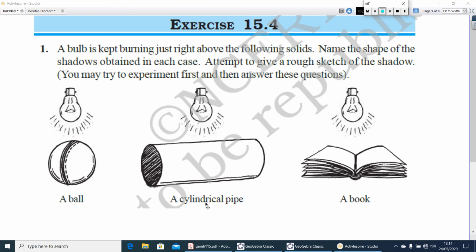Similarly, find out what will be the shadow of a cylindrical pipe when the bulb is kept on the top of that pipe, just above the pipe, and a notebook. Do it.